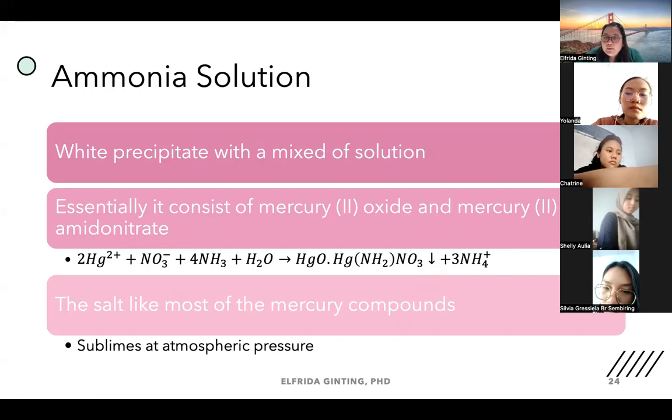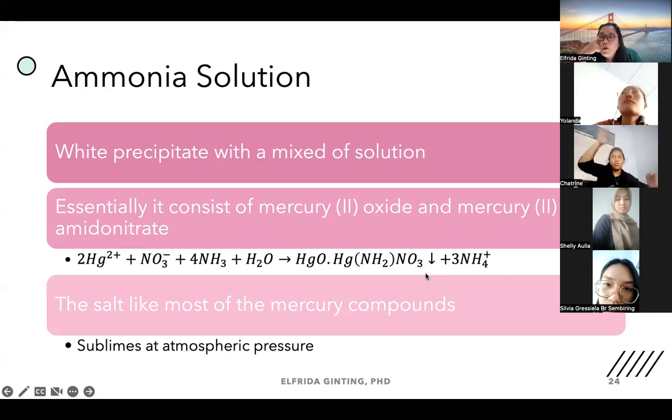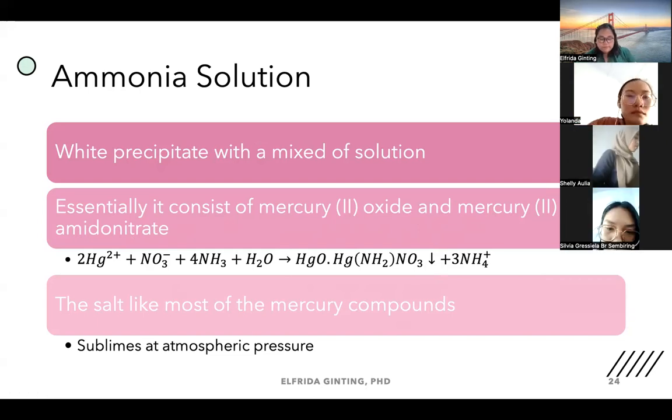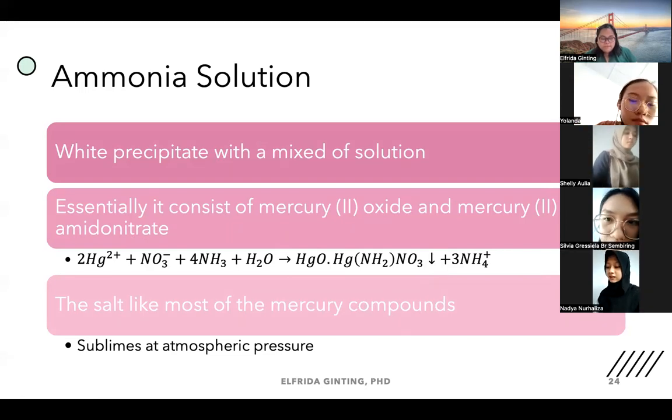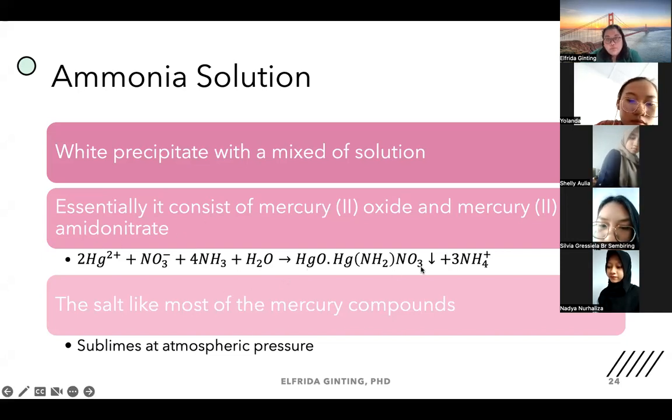What is the meaning of the down arrow here? How will this product be formed? What is the form of this mercury 2 oxide and mercury 2 amidonitrate? Precipitate, yeah, so it will have a precipitate, and we call this salt. Now this salt, it will sublime at atmospheric pressure. So what is the meaning of sublime? Sublimation.